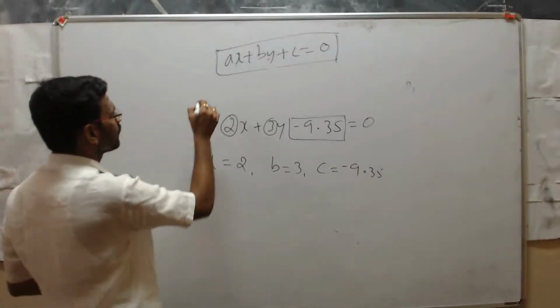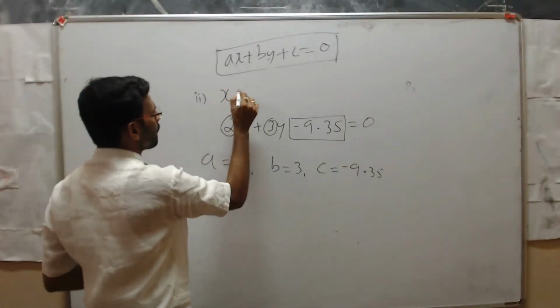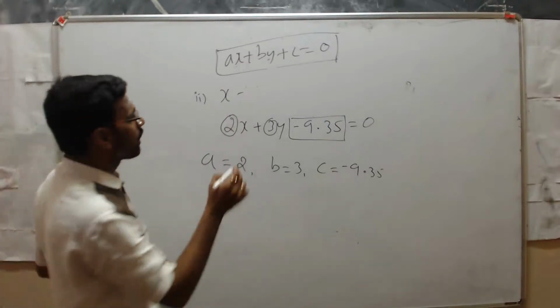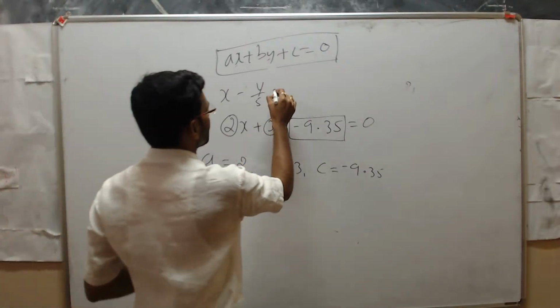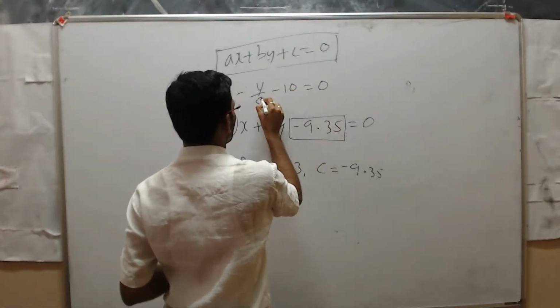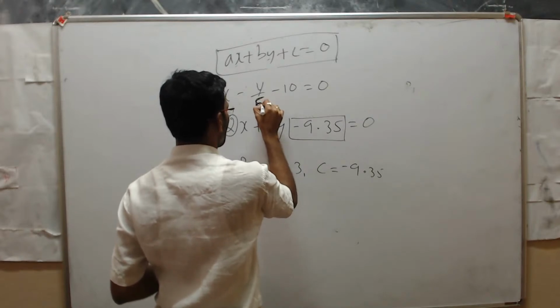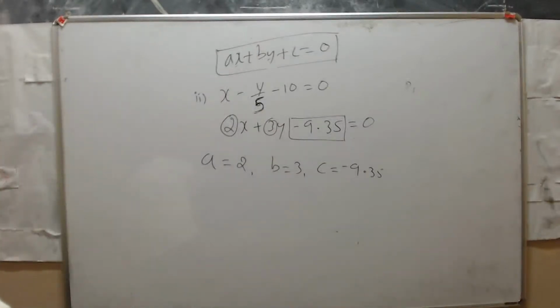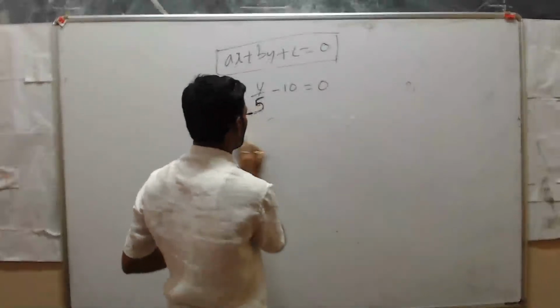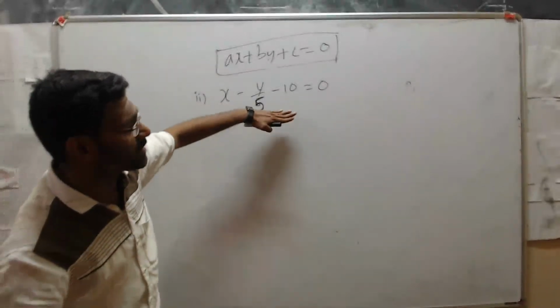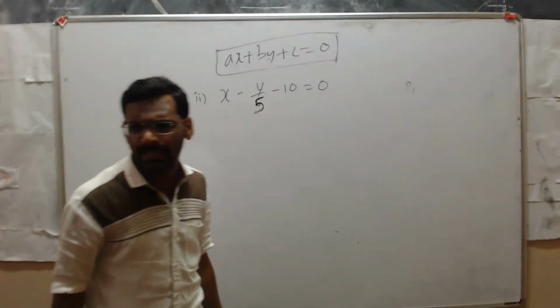x minus y by 5 minus 10 is equal to 0. Here there is no need to convert because the constant term is in the LHS part. Here, the position of the constant term is the LHS part of the equation.